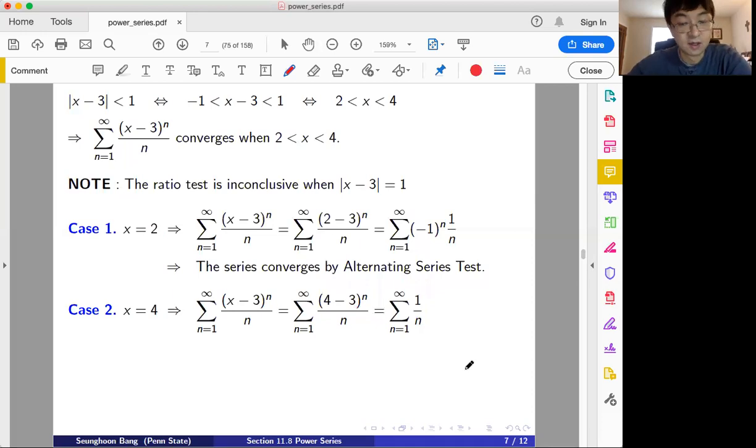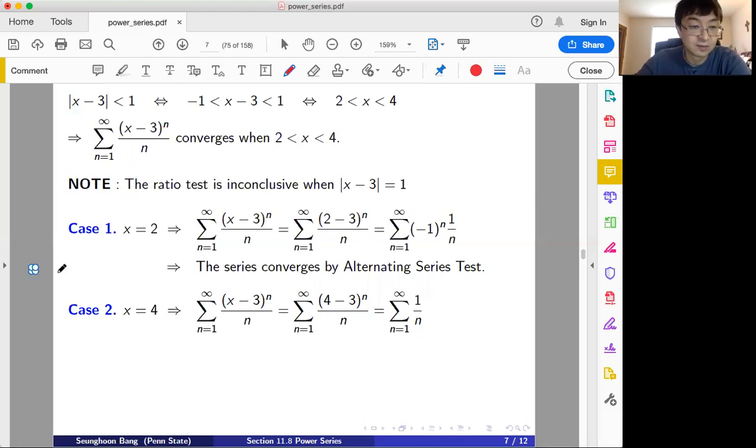So what do you think? Is the summation of 1 over n convergent or divergent? Convergent or divergent? Divergent. So why? Why is this divergent? Do you have any reason?